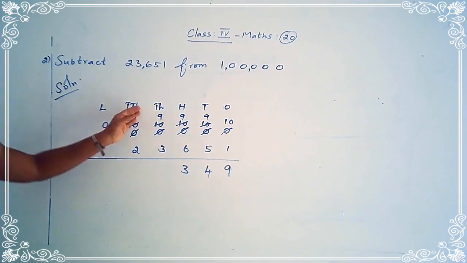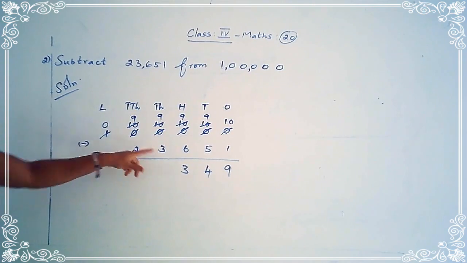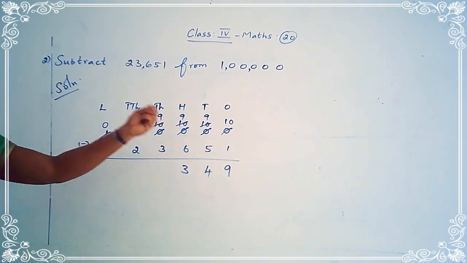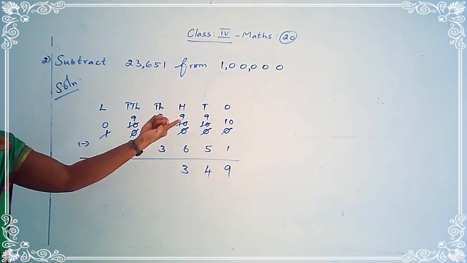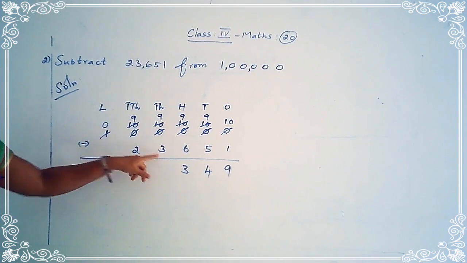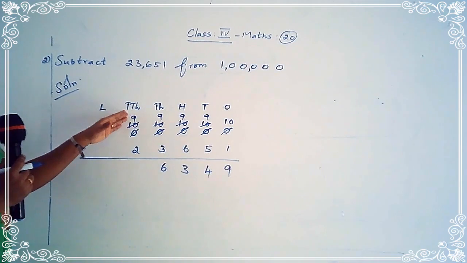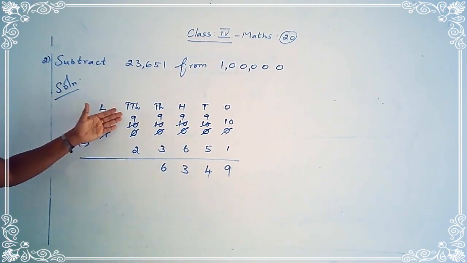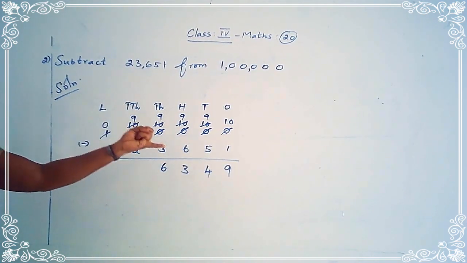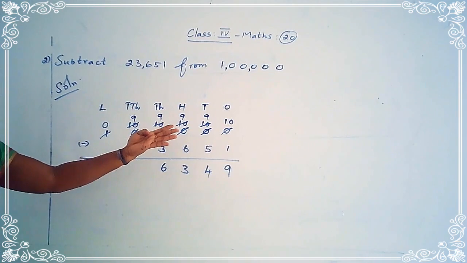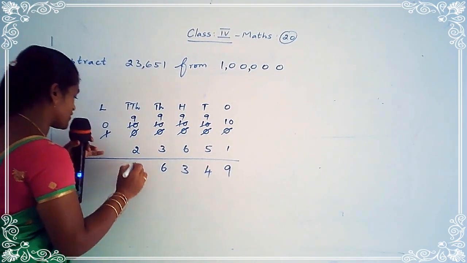Now you come to the thousands place. The thousands place has 9 and 3. So 9 minus 3 is 6. Now the next place, the 10,000 place, has 9 and 2. So 9 minus 2 is 7.